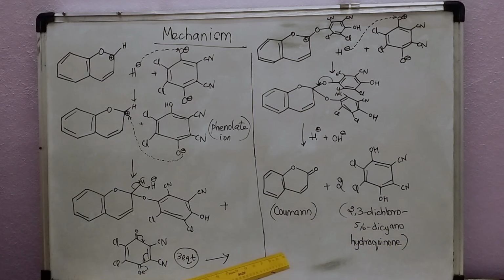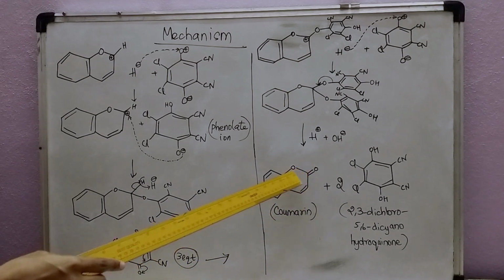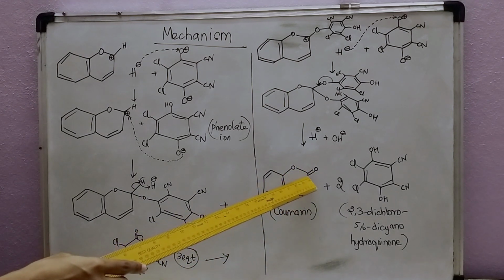So this is oxidation with DDQ, where we can see ring closure and insertion of oxygen taking place.